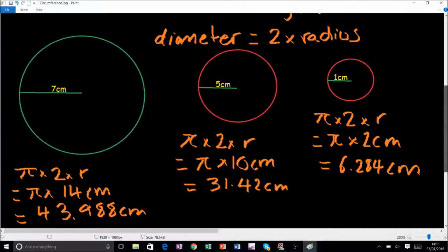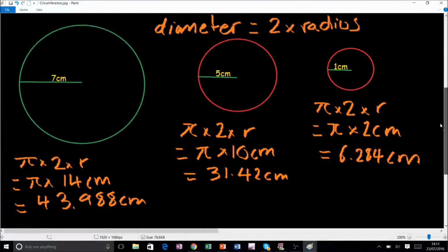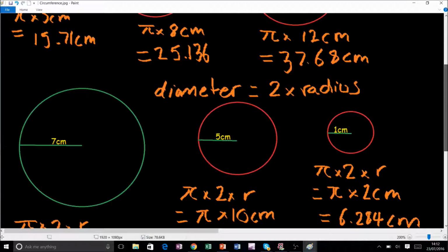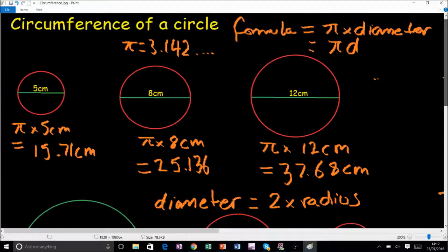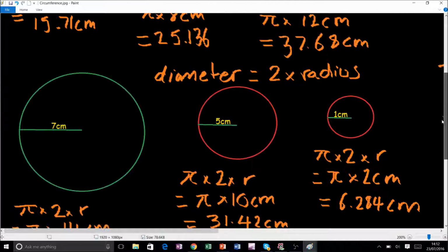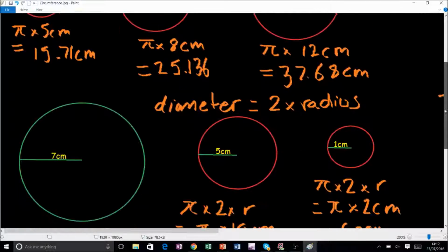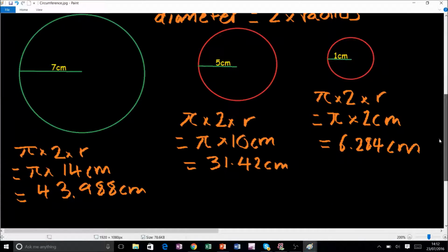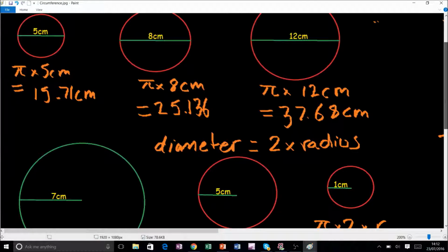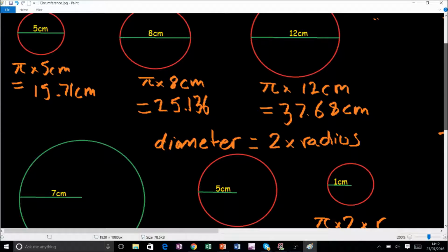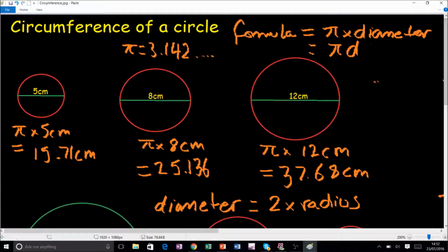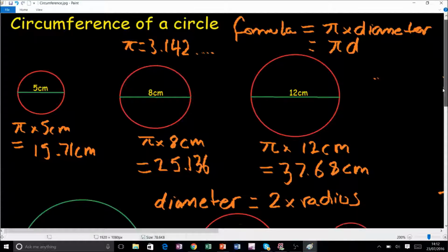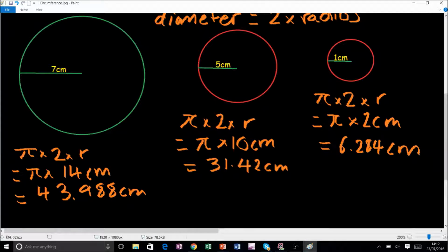Okay, so that's it, guys. That is how to calculate the circumference, or the distance around the circle, when given the diameter and also when given the radius. If you're given the radius, you basically just need to double it. If you're given the diameter, you just go ahead and use the formula. Remember the formula is pi times diameter. But if you've been given the radius, it can also be pi times 2r, which we've got down here.